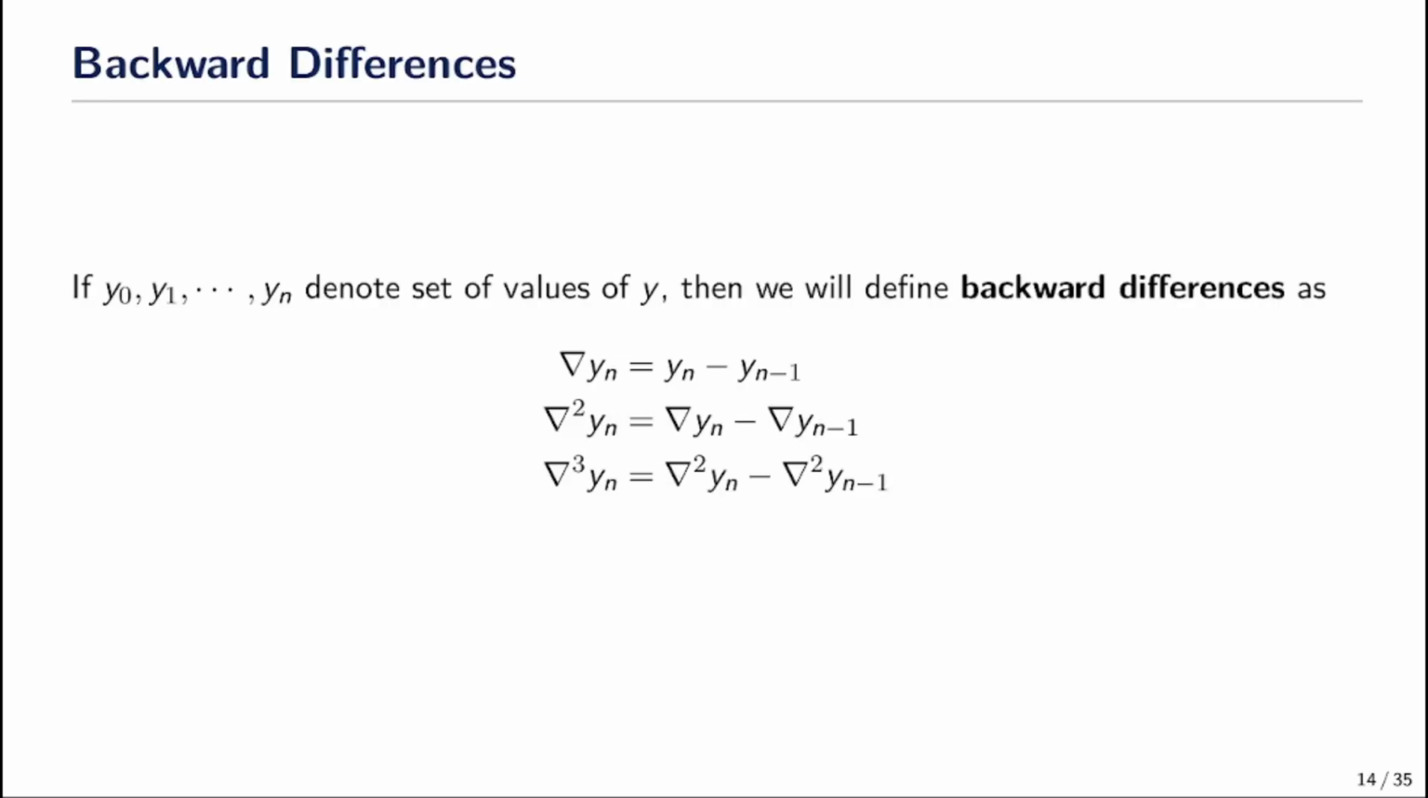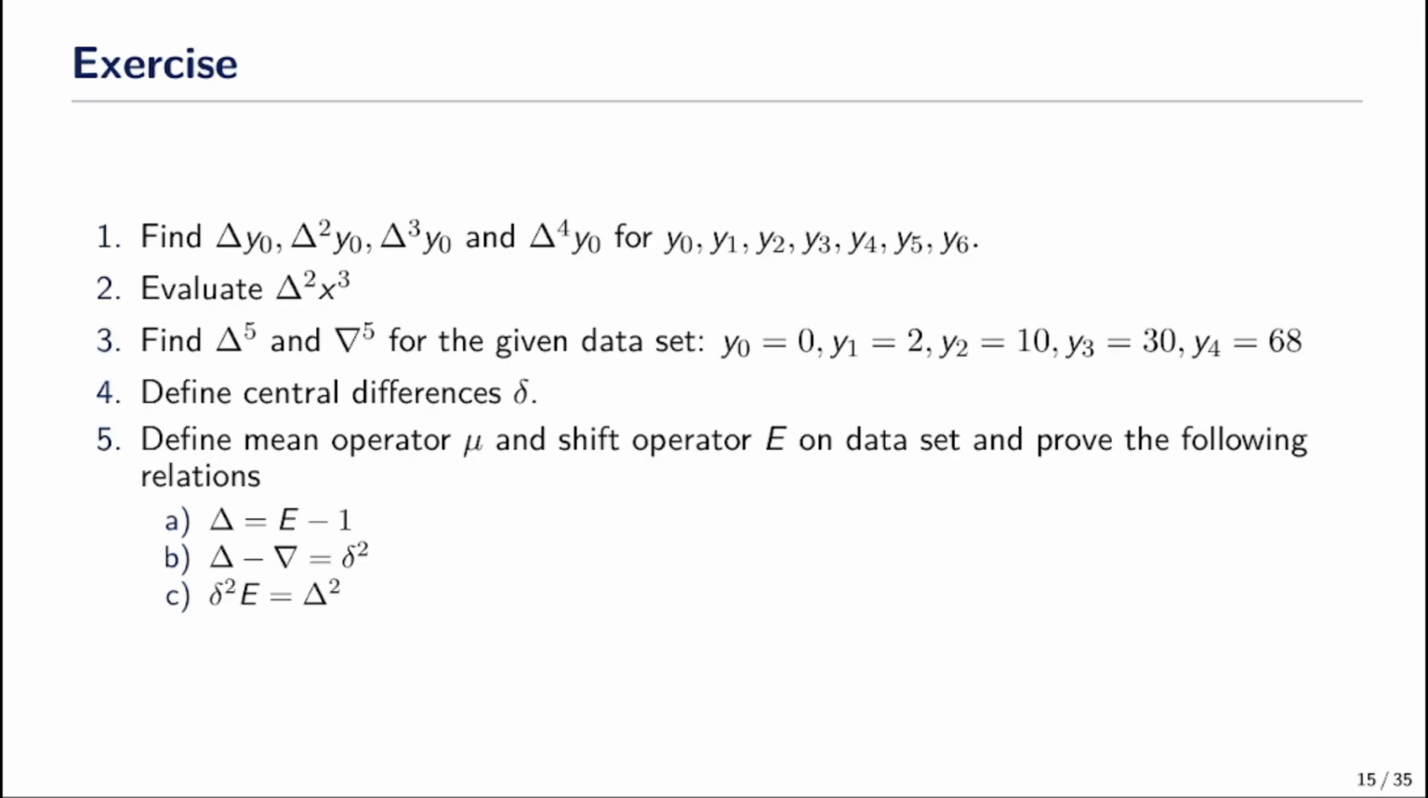Backward differences are defined as follows. If y0, y1, etc. yn denote the set of values of y, then nabla yn, which is equal to yn minus y n minus 1, is the first backward difference. The second backward difference is nabla square yn, equal to nabla yn minus nabla y n minus 1. The third backward difference is nabla cube yn, equal to nabla square yn minus nabla square y n minus 1. It is a small exercise for you to construct the backward difference table for the previous data. Now try the following problems.